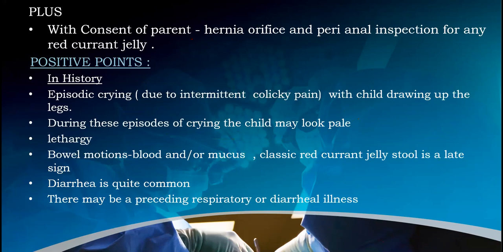And also, obviously, you will ask for the hernial orifice. That's very important because you can rule out incarcerated hernia. And also, in this particular case, perianal inspection is very, very important because in perianal inspection, you can find the red currant jelly. There may be a case in which they put a dummy of a child, and they can ask you, after taking the history from the parent, to do the physical examination, and also do a rectal examination or a genital examination or a perianal examination of the child.